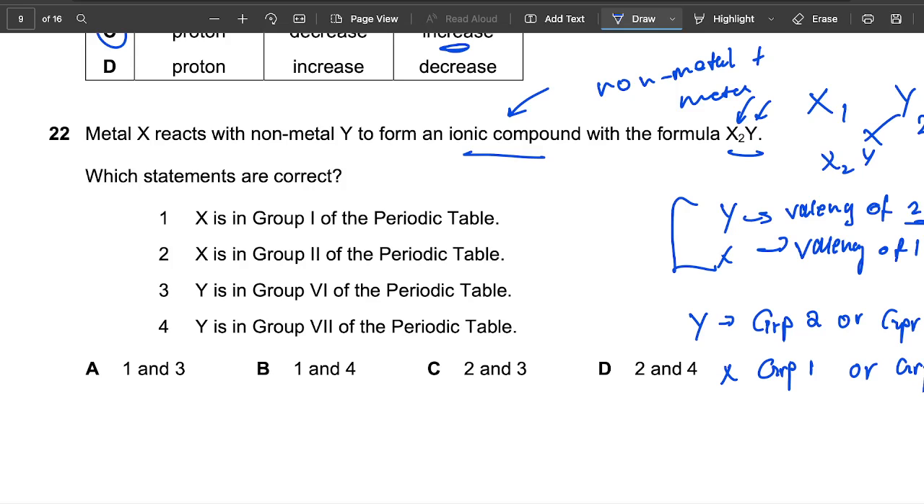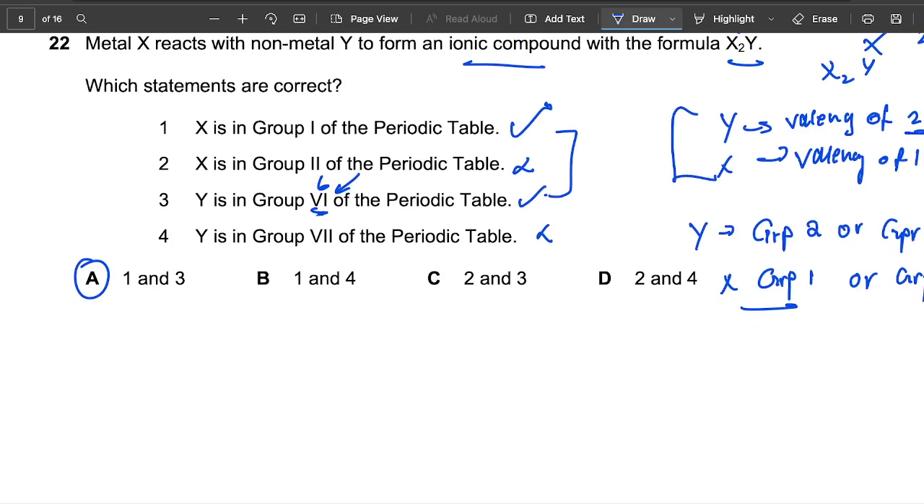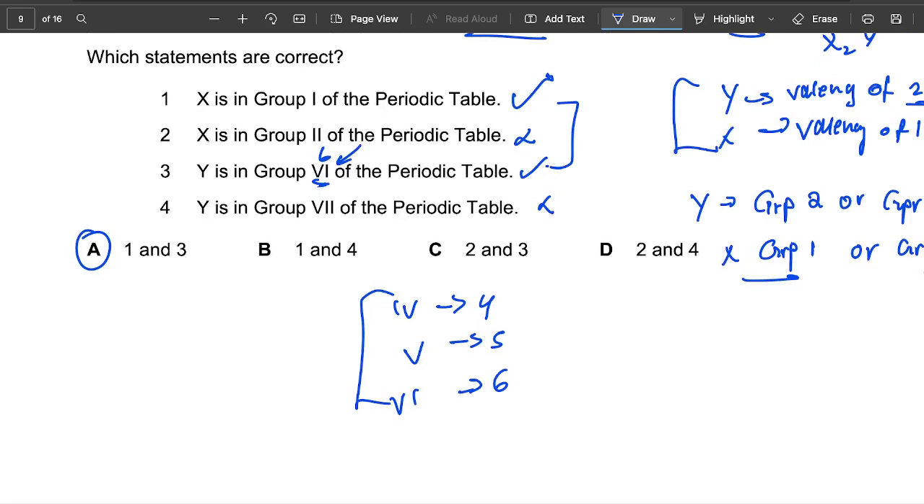Let's see, X is in group 1. We said it could be in group 1 of the periodic table. That could be correct. X is in group 2. That is wrong. Y is in group 7. No, sorry, Y is in group 5? No. Wait, actually it could be. Sorry, this is group 6, right? Yeah, not group 5. This is group 6, so that's correct. And then Y is in group 7. No, this is wrong. So the answer is 1 and 3. Sorry, I read that wrong. Sometimes these Roman numerals are confusing. So IV is 4, V is 5, VI is 6. Sometimes I get confused myself.